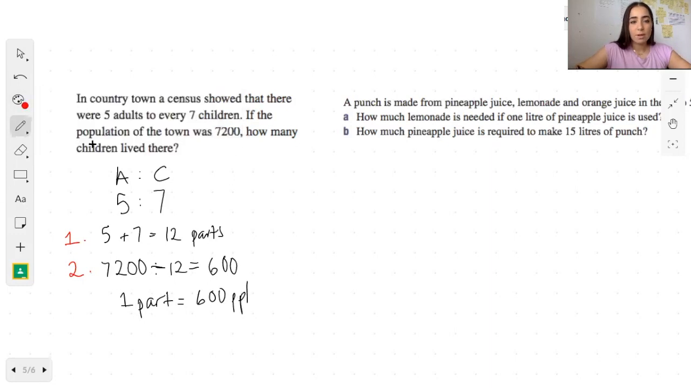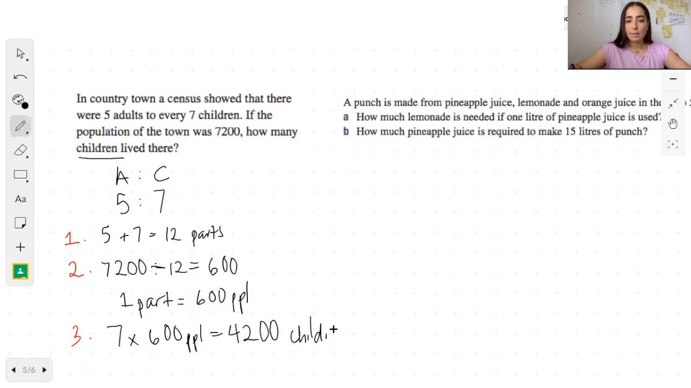And then finally, the third step, because we're trying to find the number of children, I'm just going to take the number in the ratio that represents the children, so 7, and I'm going to times that by the value of 1 part, so 600 people. The 6 times 7 is 42, and then just pop those 2 zeros on the end. And so you get 4,200 children in the town.